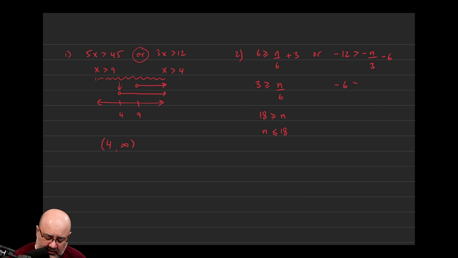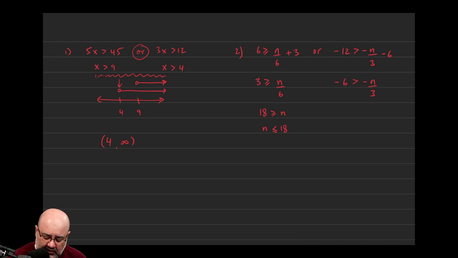For the second one, again, I have to add the 6 to the left-hand side, so that gives me negative 6 is greater than negative n over 3. Now here I have to multiply both sides by 3, so that will give me negative 18 is greater than negative n. And then I have to multiply both sides by negative 1 to get rid of that negative. But remember, if we multiply both sides of an inequality by a negative, that's going to change the direction of the inequality. So this becomes 18 is less than n. We could have also rewritten this as n is greater than 18.